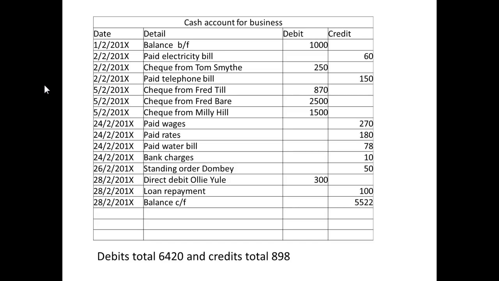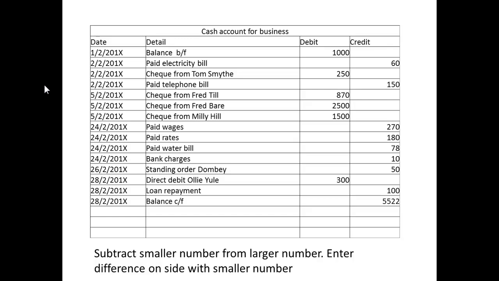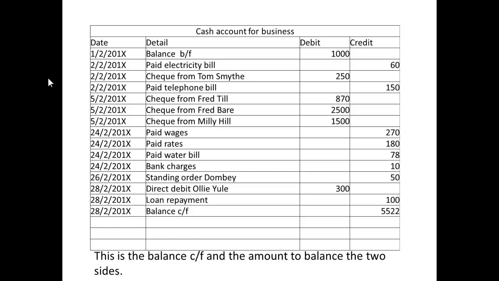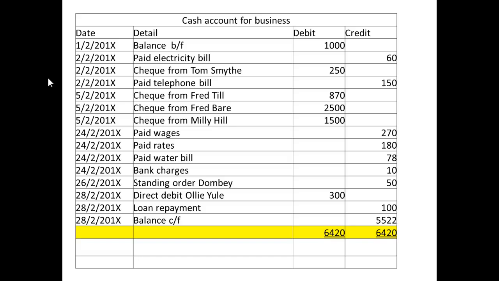added 5,522. We did this by subtracting the smaller number from the larger number, and then we entered the difference on the side with the smaller number. And that is what we call the balance carried forward, because it's the amount to balance the two sides.